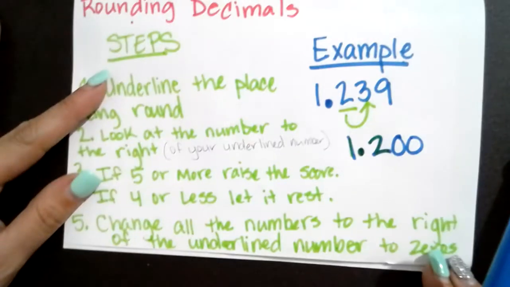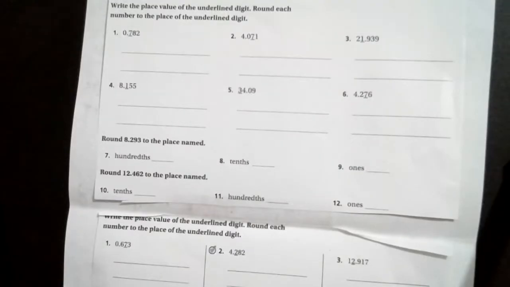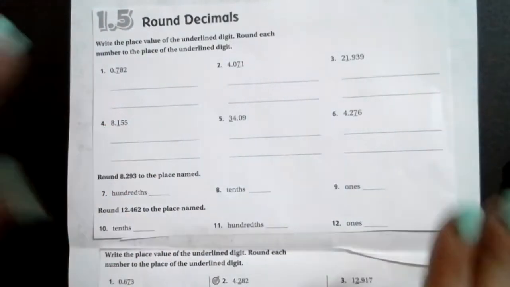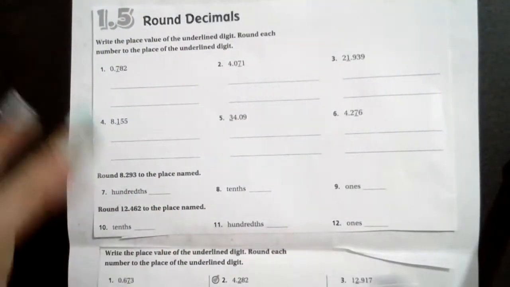Rounding decimals is the same as rounding whole numbers. There's just a decimal there. All right, open that up. And I'm going to do one of each problem for you. I'm going to work a couple of them. And then you're going to work them on your own. And then you are going to check them at the end of the video.